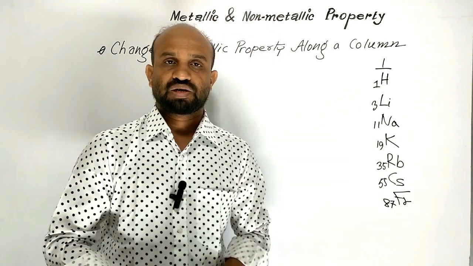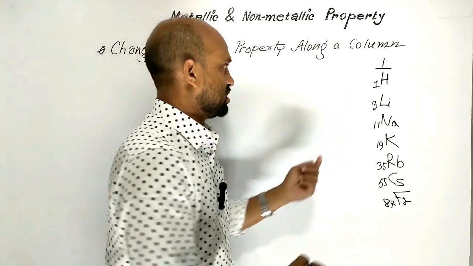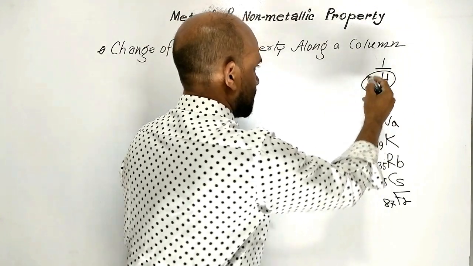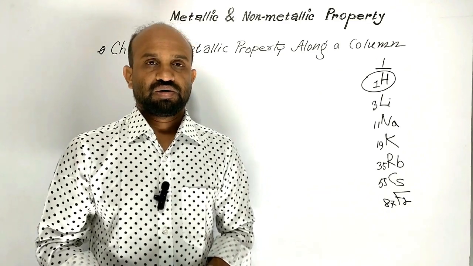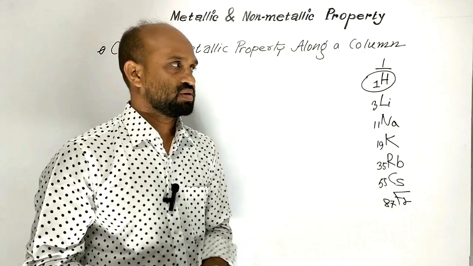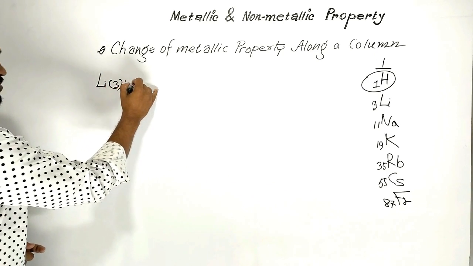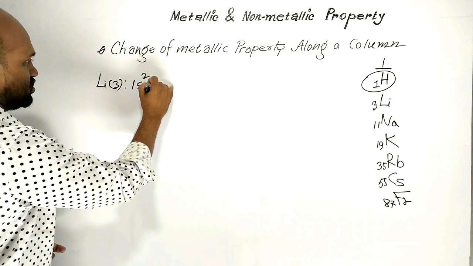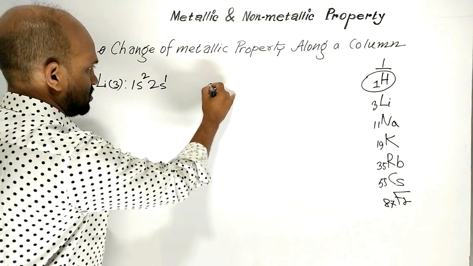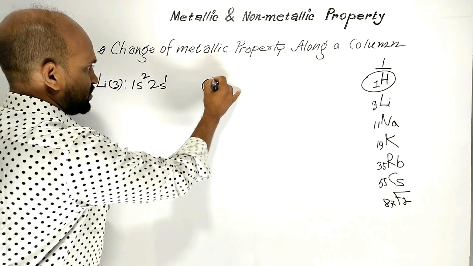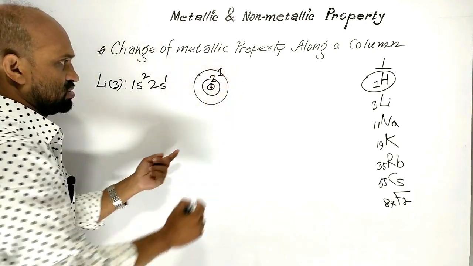What is the change of metallic property along a column? For example, column 1. Here, hydrogen is a kind of non-metal which is specially placed in column 1. Let's see the elements except hydrogen. Here, lithium. Electronic configuration is 1s2, 2s1. Lithium has two shells. First shell contains 2 electrons. Second shell contains 1 electron.